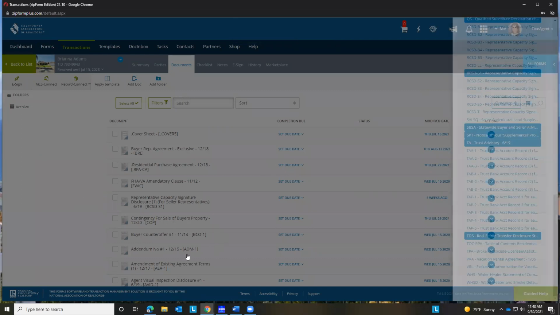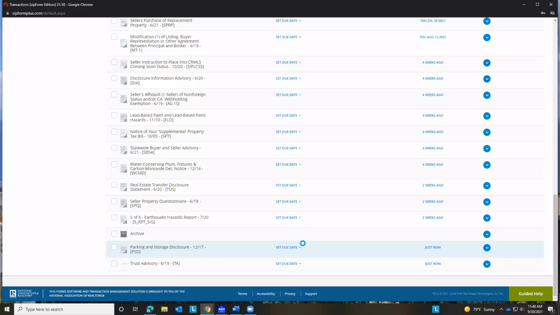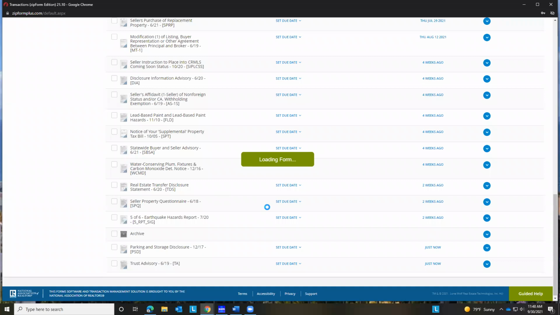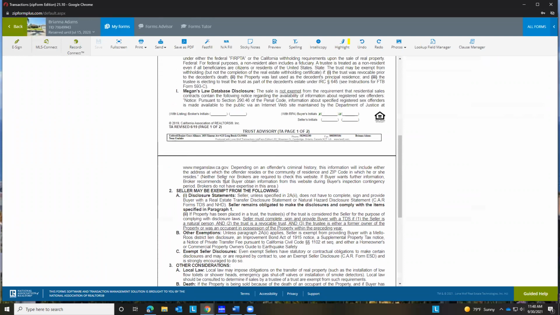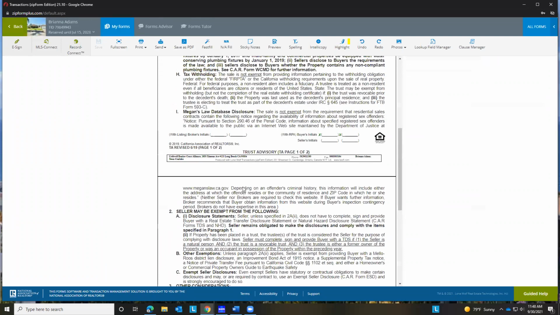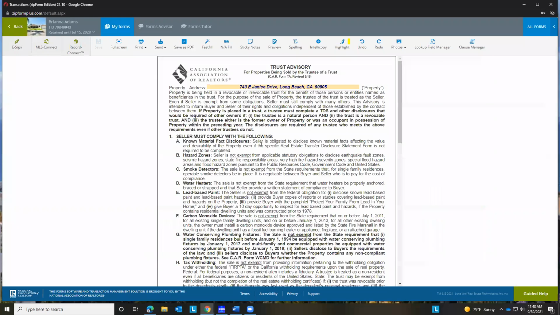The reason we only want it on those types of transactions is because, hold on, it's loading. What this form does is it tells the buyer when a property is an exempt property. And it tells them what they have to comply with and what they do not have to comply with. So if this is a successor trustee, they need to tell known material facts. They need to do hazard zones, which we get with the natural hazard report.